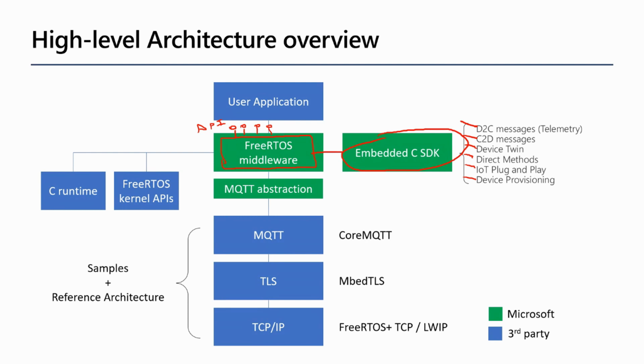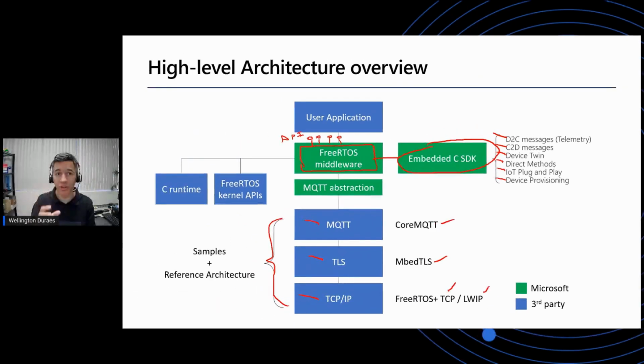As you can see here, for all of our samples and reference architecture, we have chosen a set of MQTT, TLS, and socket libraries to make these samples work. In our case, we're using Core MQTT, Embed TLS, and FreeRTOS Plus TCP and/or LwIP. But you are free to bring your own network stack. You're free to use whichever works better for your platform of choice.